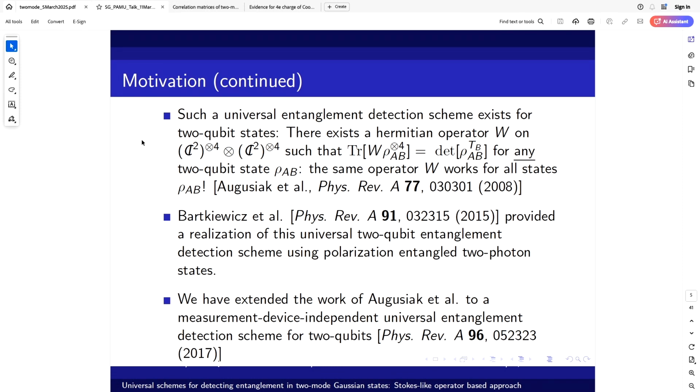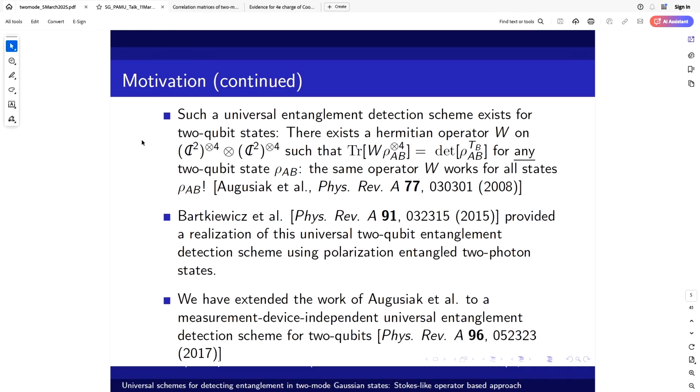Okay. So, our motivation was basically this. I will come to that later. What we have done later is that we have extended this work on Gaussian states to a situation where the measuring devices can have errors, like the photo detectors being erroneous. Even in that case, you can show that this scheme will work.